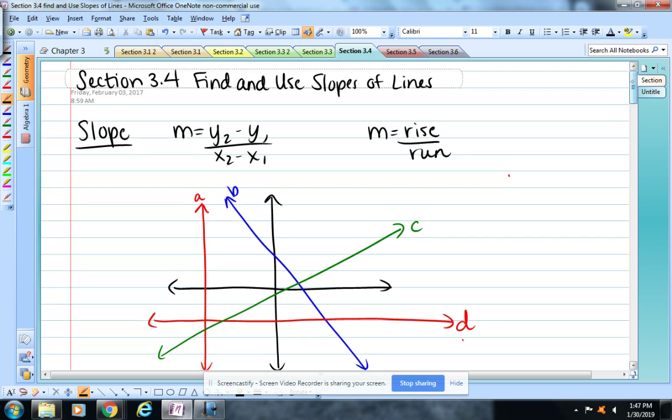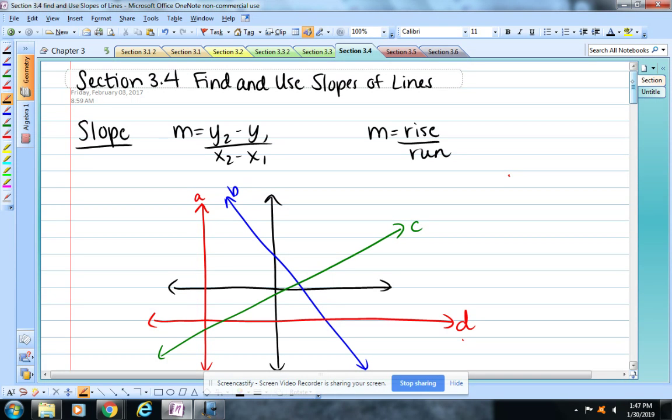Okay, so like I told you, section 3.4, we're going to talk about slopes of lines, and then we're going to do some things with the slopes of lines. We're going to graph a few lines, so I will pass out some graph paper if y'all don't have any when we get there. Hopefully I still have some.